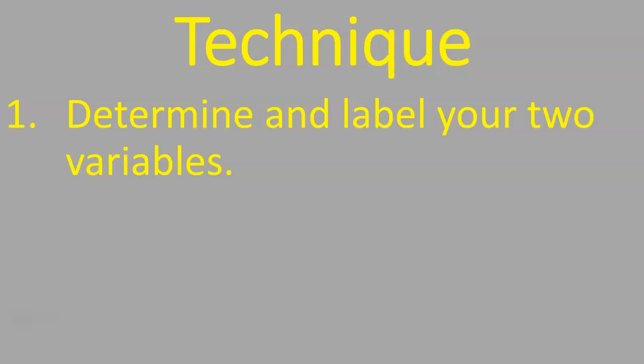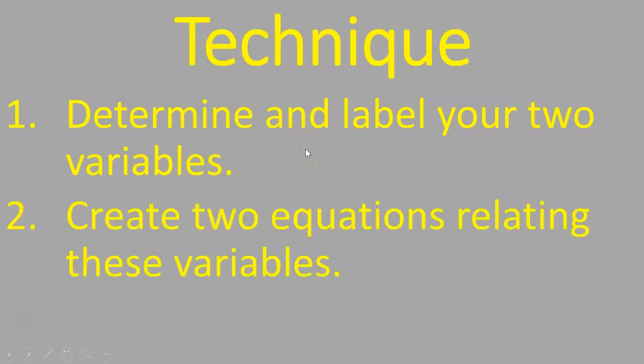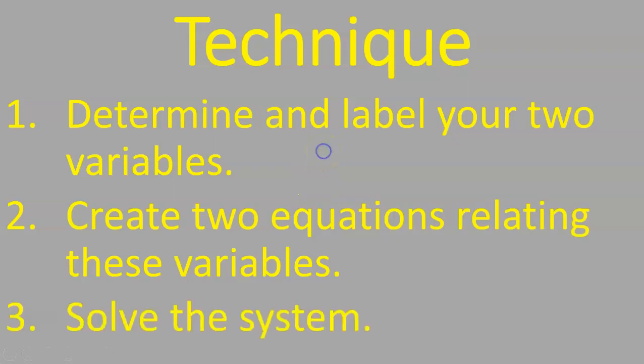So what we want to do is determine and label your two variables. Now, of course, you could have systems that have three or more, but we're going to focus on ones here that have two variables. So once you've labeled and determined what you're looking for, we need two equations. We need at least as many equations as we have variables that relate the variables. And once we have those two equations, you have yourself a system, so solve it.